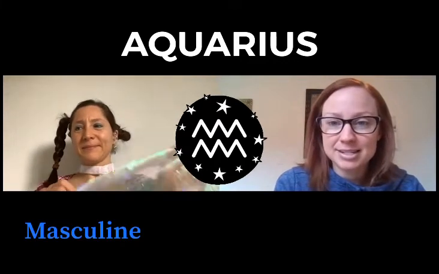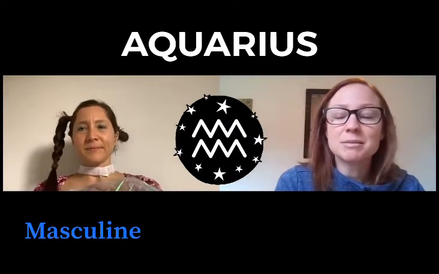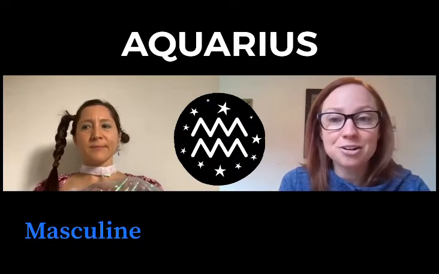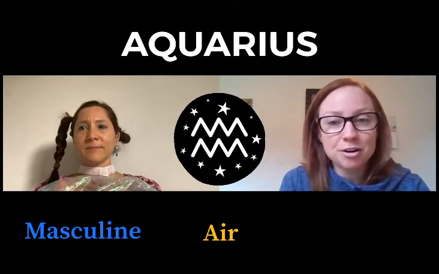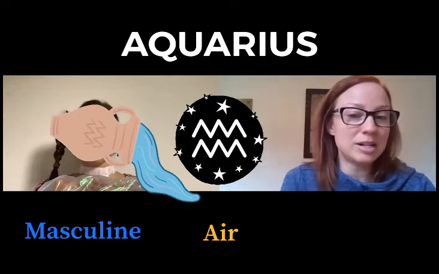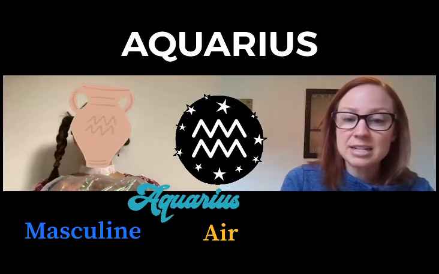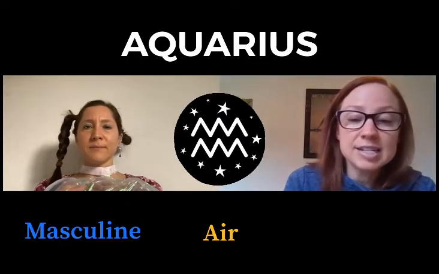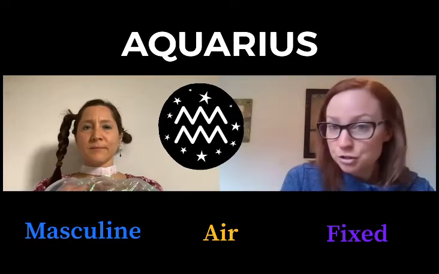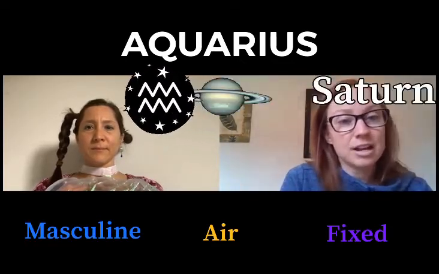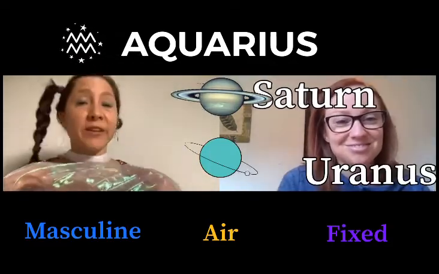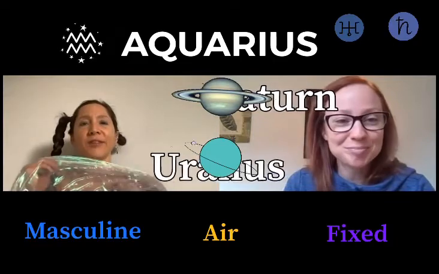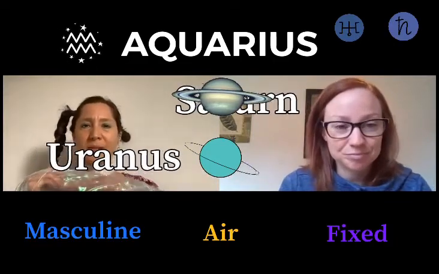Let's cover those basics. So the duality is masculine, and the element or triplicity is air. So despite the sign being a water bearer, it is an air sign. So it is not a water sign. The quality or quadruplicity is fixed. And the traditional ruler is Saturn. And what is the modern ruler? The modern ruler is Uranus. And we'll have a lot of things to say about these basics.